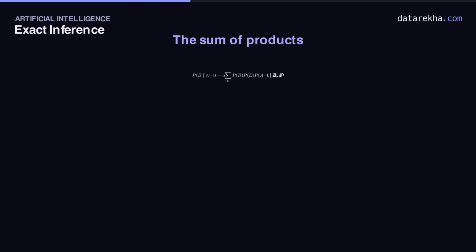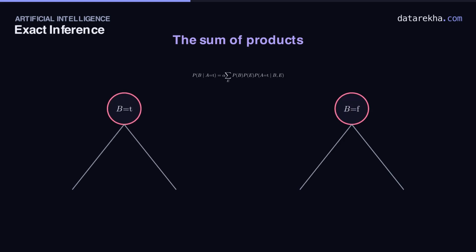Picture the sum as a little tree. The burglary splits into true on the left, false on the right. Under each, the earthquake splits again into true and false. That gives 4 leaves, and each leaf is one product of 3 table entries. The first leaf, burglary and quake both true. 0.01 times 0.02 times 0.95, a tiny 190 hundred-thousandths.